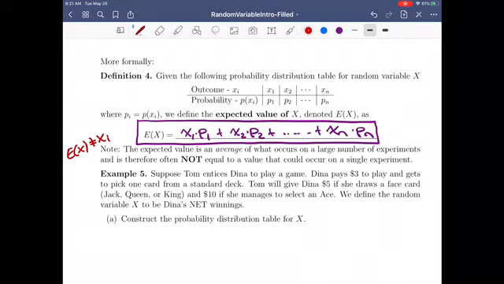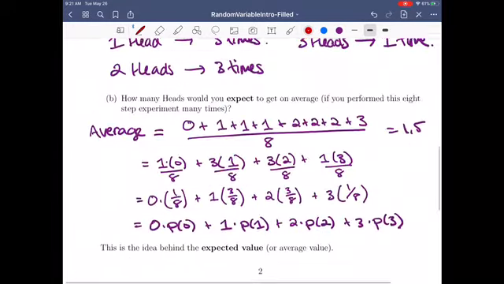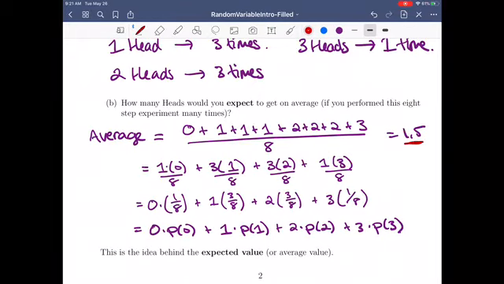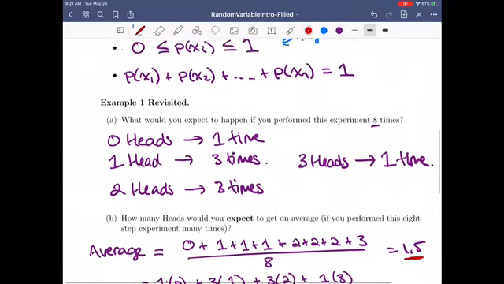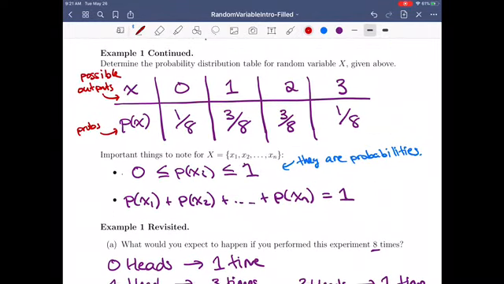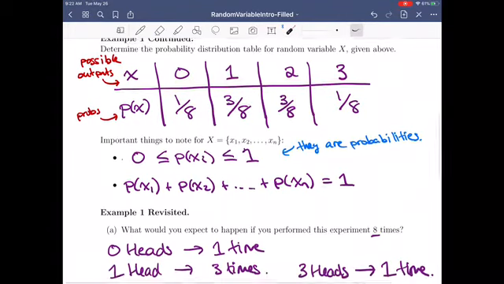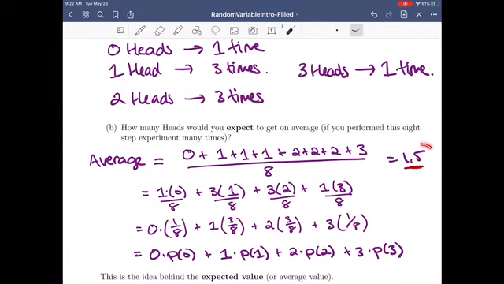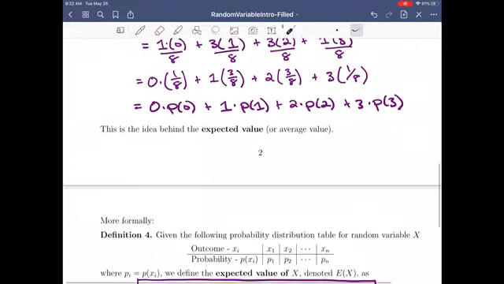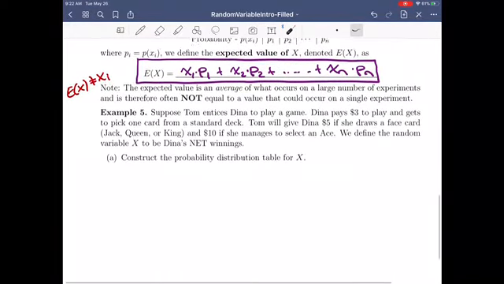For example, up here, I said it was 1.5. There's no way to get 1.5 heads, right? Remember, the x is the number of heads, so each of our outputs is an integer. It's fine that the expected value has a decimal, because it's an average. It doesn't have to be one of the actual outputs.